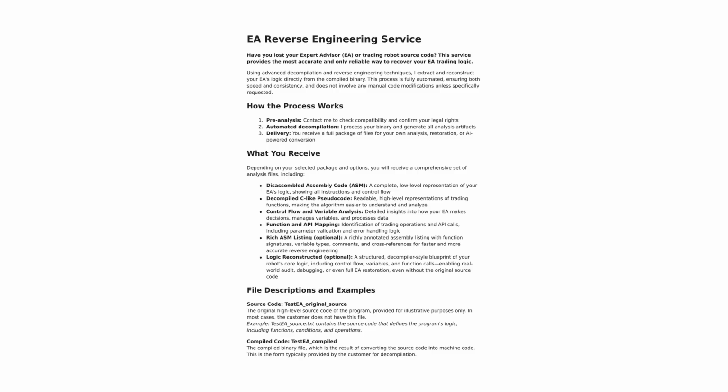raw assembly. And I heard there are optional things, too, for a deeper dive. That's right. You can get things like a rich ASM listing, basically the assembly code, but heavily annotated, making it much quicker to analyze if you need that level of detail. And then there's the logic reconstructed file. Think of that as a really high-level structured map of the EA's entire strategy, like the decompiler's best guess at the original blueprint.